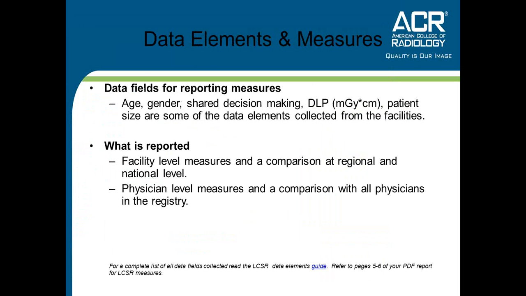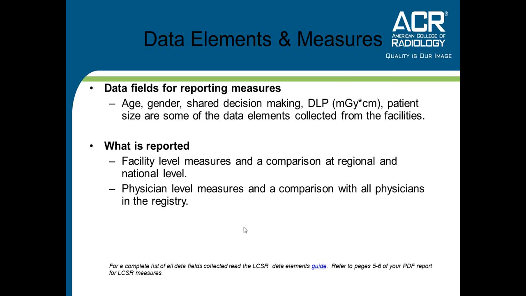Now let's see about LCSR data elements and measures. We collect a variety of data elements from the participants, and some of them are age, gender, shared decision making, DLP, CTDI vol, etc. So if you want to know more about the LCSR data elements, we have links here, which will again take you to our web page, where we have a full list of all the data elements that we collect from the participants. And if you want to know more about the LCSR measures, please go to pages 5 to 6 of your PDF report. We have a complete description of all the measures we report on.